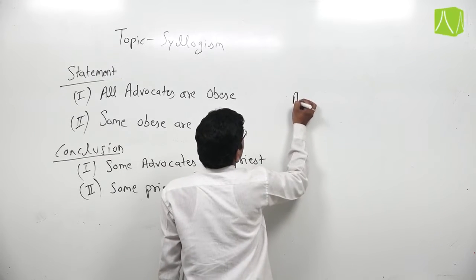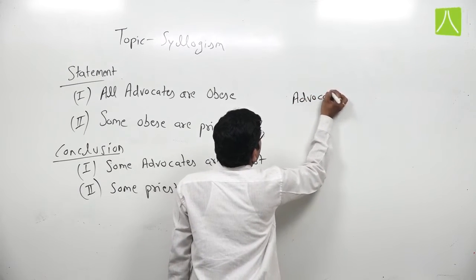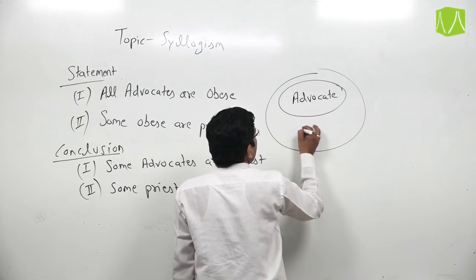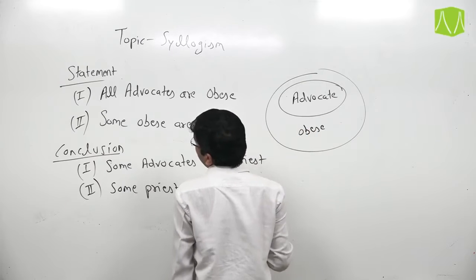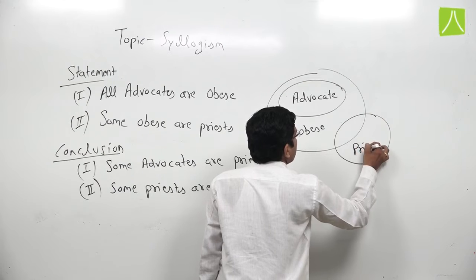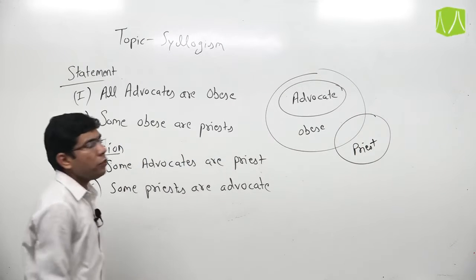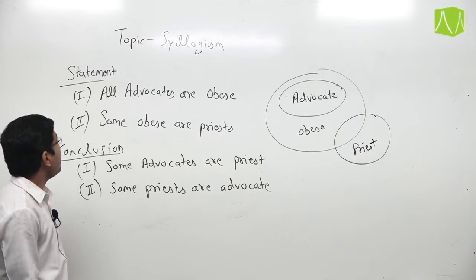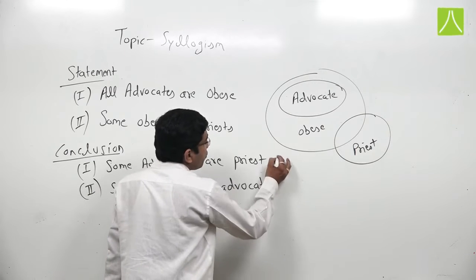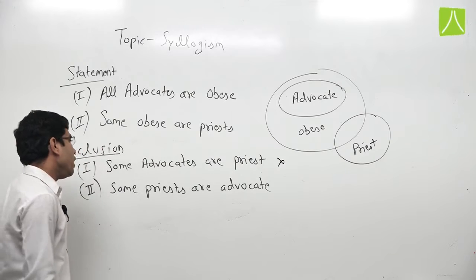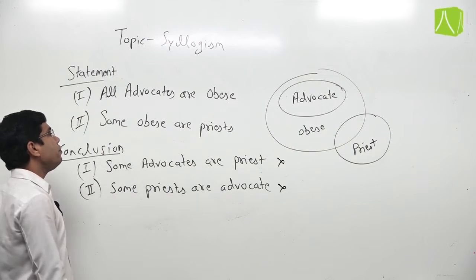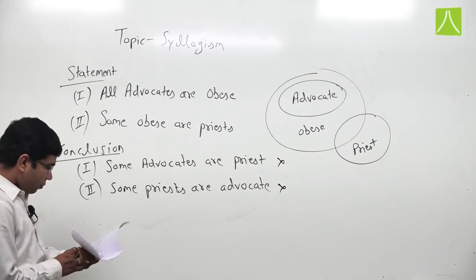Now, first draw the diagram. All advocates are obese and some obese are priests. So, this is our Venn diagram for this statement. Now, conclusion, some advocates are priests. Advocates and priests are not connected. So, first conclusion is wrong. In the same way, second conclusion is also wrong. So, our answer should be both conclusions are wrong.